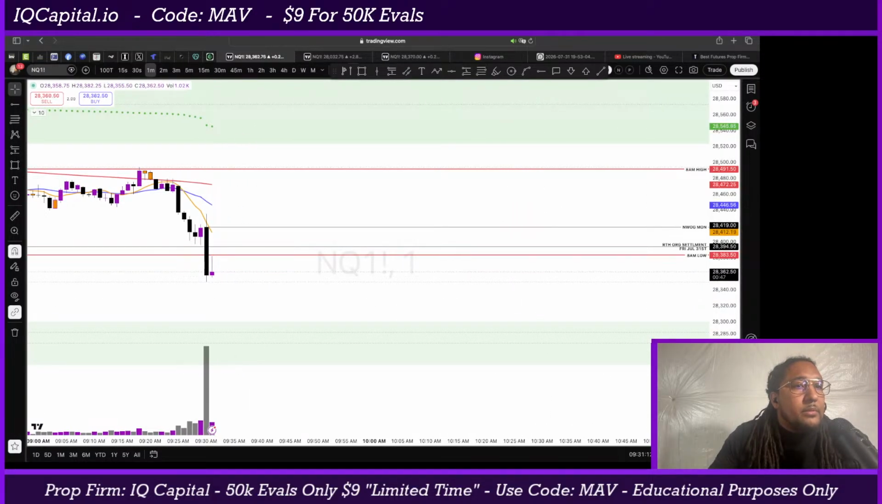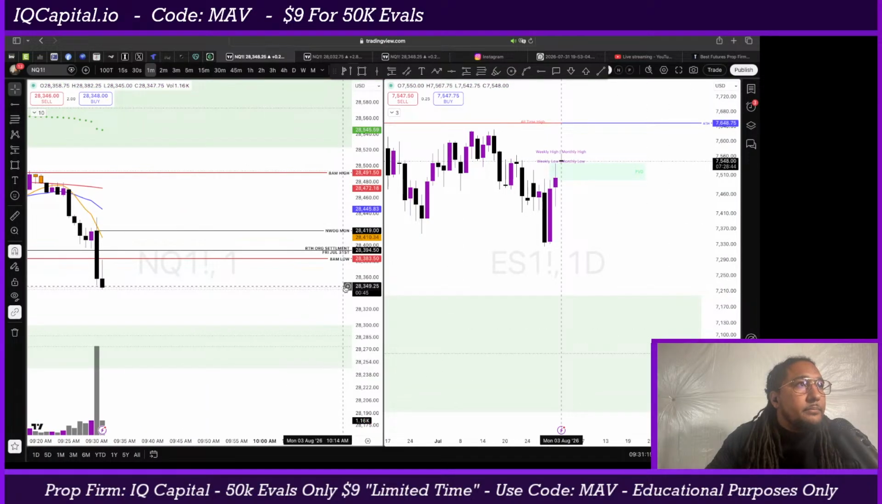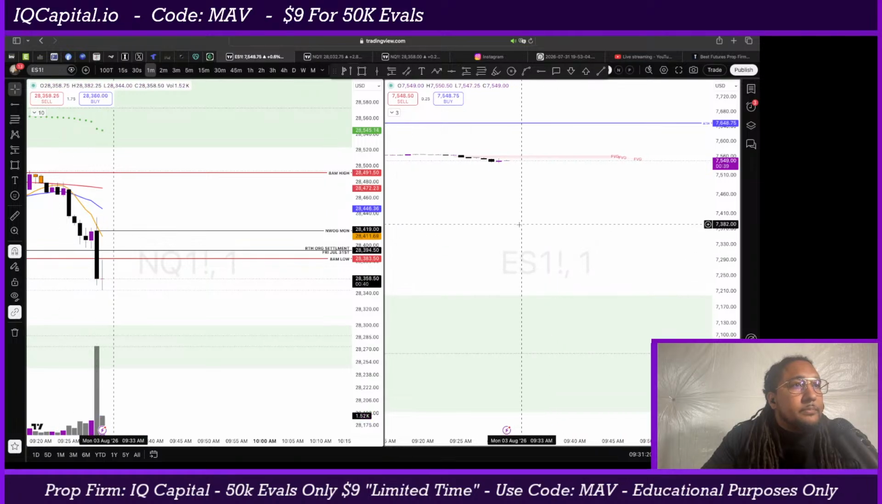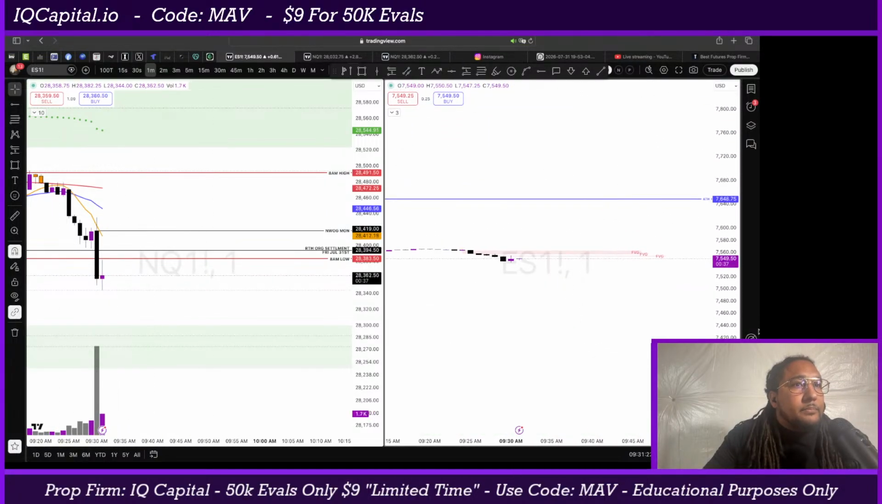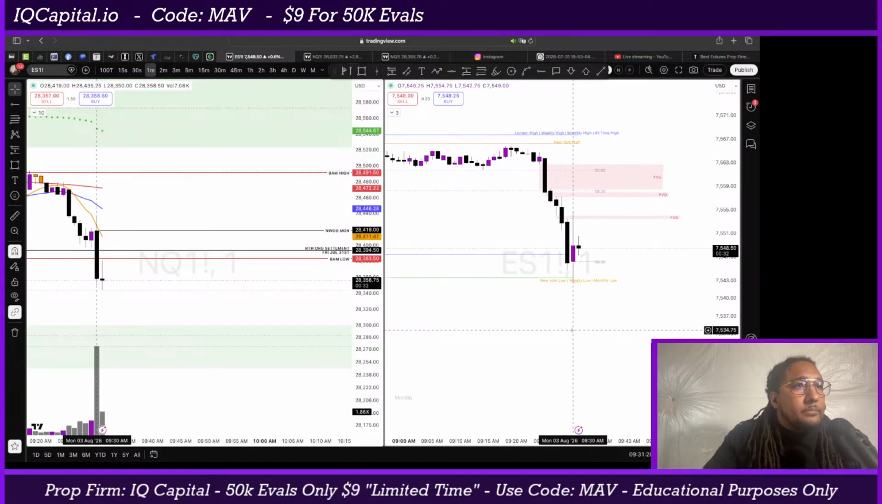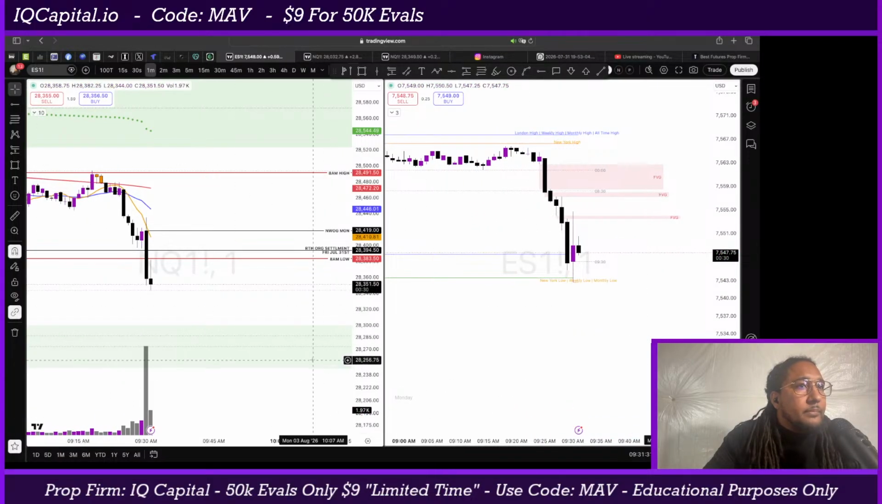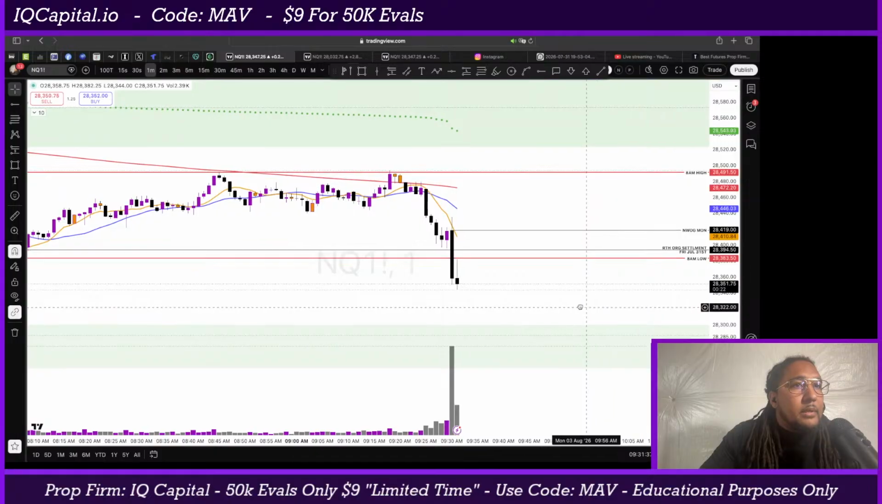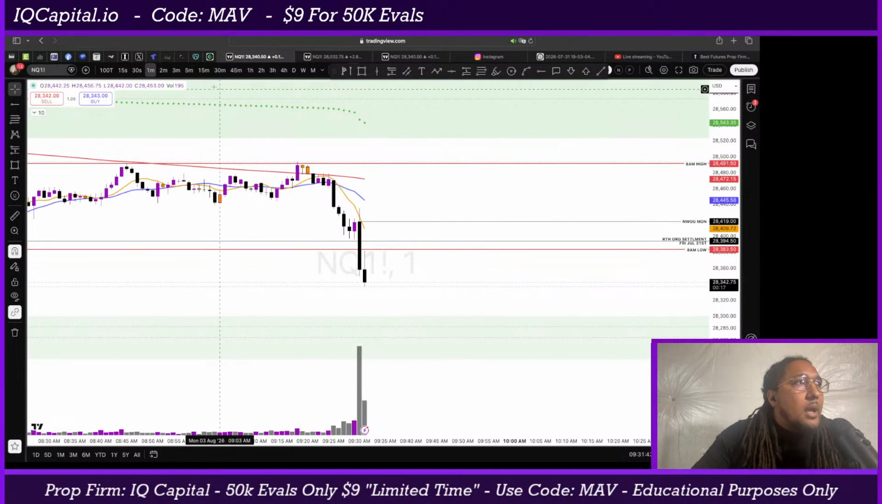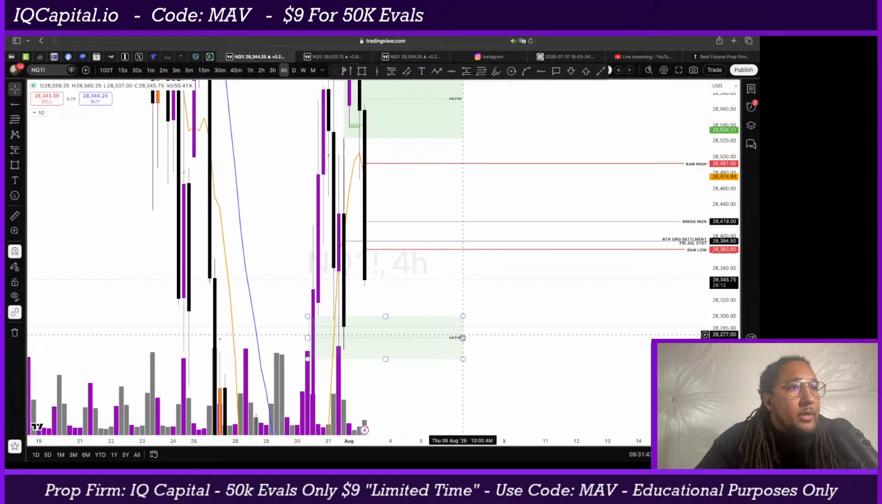Let's see what ES is doing here. ES isn't looking too much different. So it looks like we're going down here. We're sweeping these 8 a.m. lows, looking to tap into this higher time frame PD array, this 4 hour fair value gap. That's our 4 hour fair value gap there.